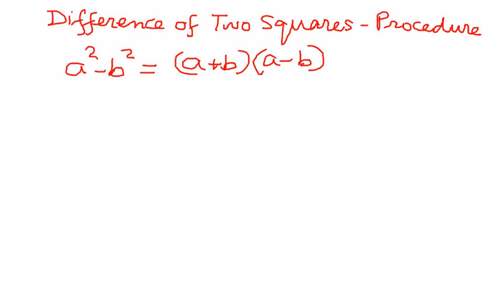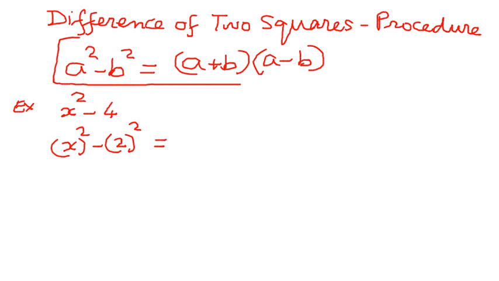So for example, if I have an example of this type, like x squared minus 4. Now we want to make sure that every one of the terms is a perfect square. The first term is a perfect square: x raised to the power of 2 is x squared. And 4 is a perfect square: 2 to the power of 2 is 4. So now I can write this in this formula type. This is the difference of two squares, A squared minus B squared.